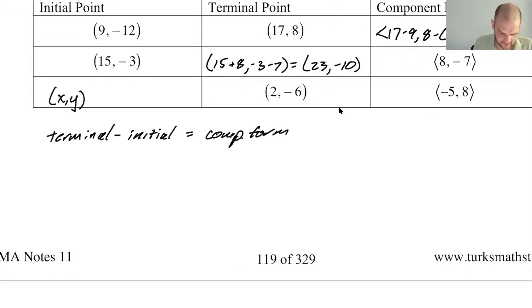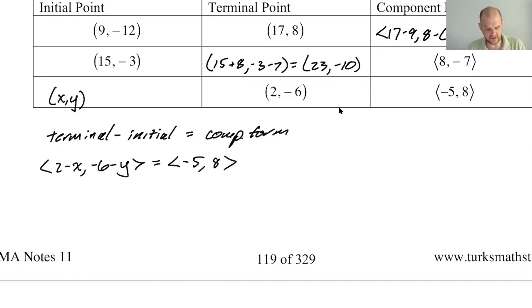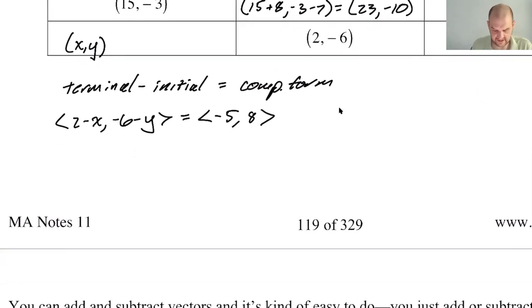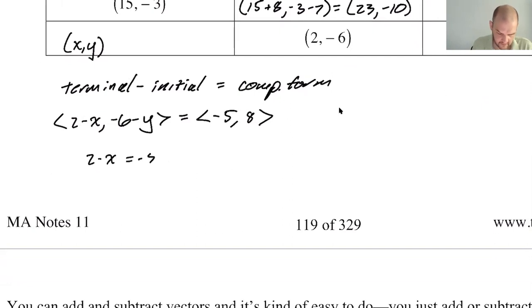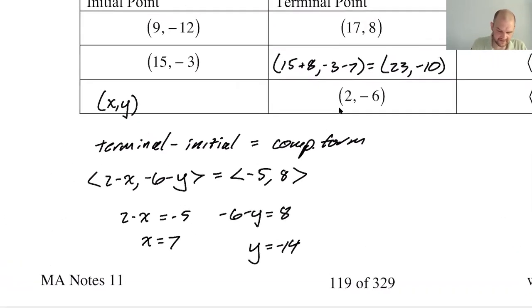So terminal minus initial. If I do 2 minus x, and I do -6 minus y, that should give me -5, 8. Well, now it just feels like a matrix equation, right? If 2 minus x is -5, then x must be 7. And if -6 minus y is 8, then y must be -14. So I think that it's 7, -14.